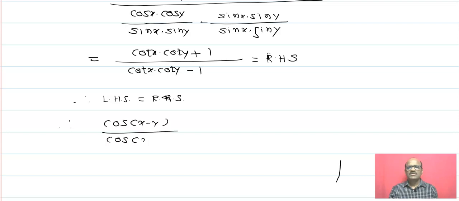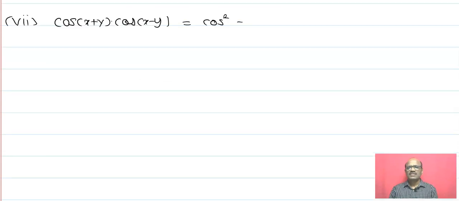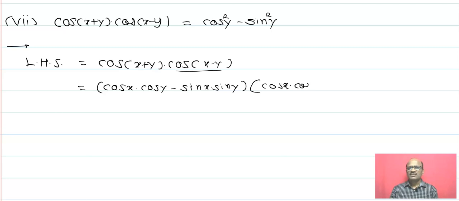That is, cos of x minus y upon cos of x plus y is equal to cot x cot y plus 1 upon cot x into cot y minus 1. This is what we wanted to prove. The next is cos of x plus y into cos of x minus y is equal to cos square y minus sin square x. Again, this is very simple. Now see this LHS: cos of x plus y into cos of x minus y is equal to cos x cos y minus sin x into sin y, bracket complete, and in the next bracket you will get cos x cos y plus sin x sin y.